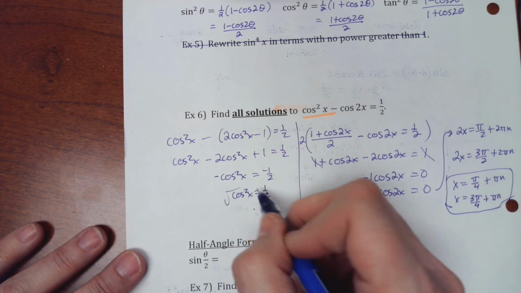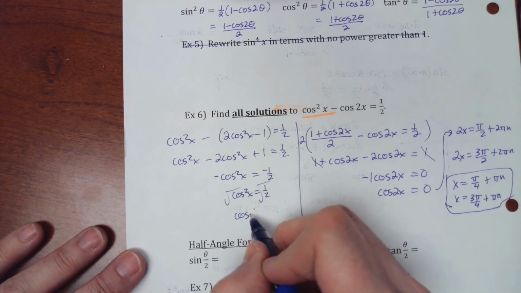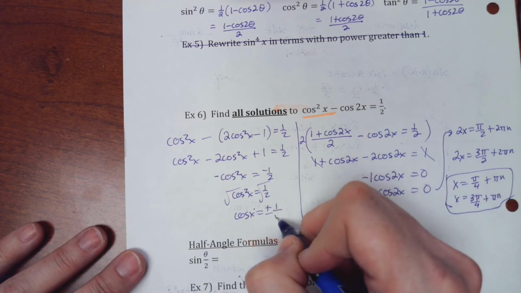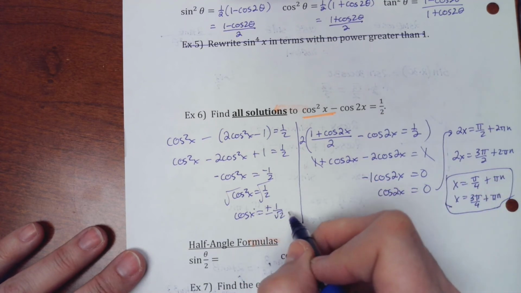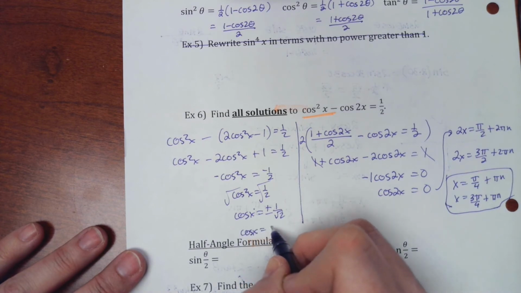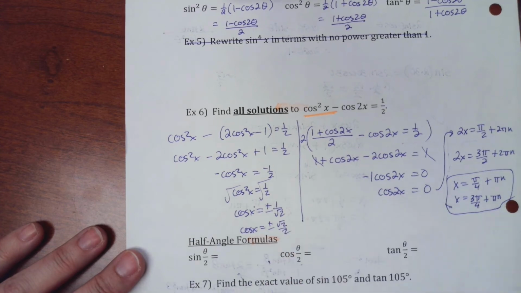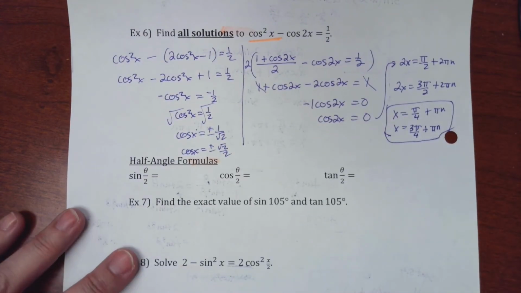Well, take the square root. So I get cosine is plus or minus the square root of 1/2. So I get 1 over radical 2. 1 over radical 2, if you rationalize it, becomes radical 2 over 2. And look at that. I'm not going to write the answers again, but look at how they match.